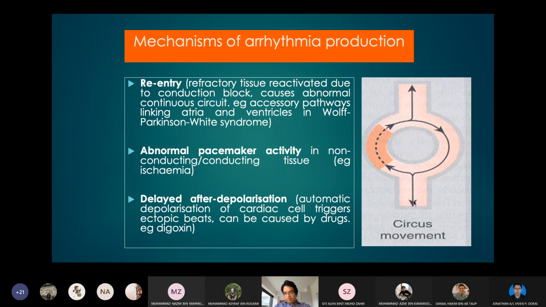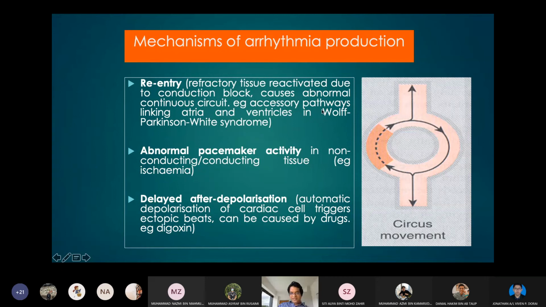Normally, impulses come from both directions, you look. But what happened here? It split into two halves. The first half of the impulse is going in the AV nodal pathway, Purkinje fiber, and ventricular direction. But the other half is split and it never ends. So this depolarization is always rotating. So here, re-entry, refractory tissue reflects due to the conduction block, causing an abnormal continuous circuit. So it never terminates.